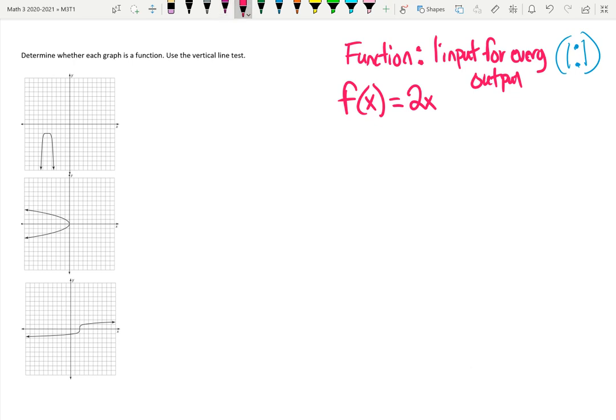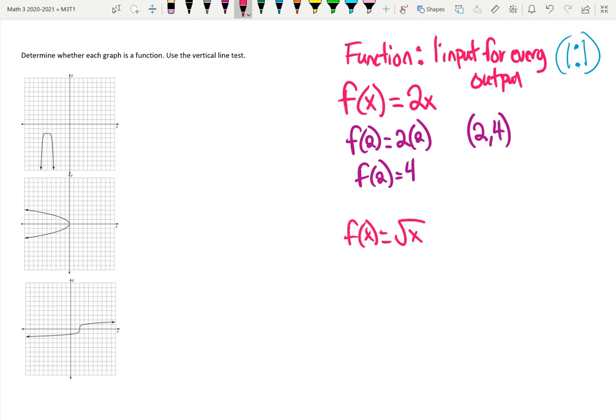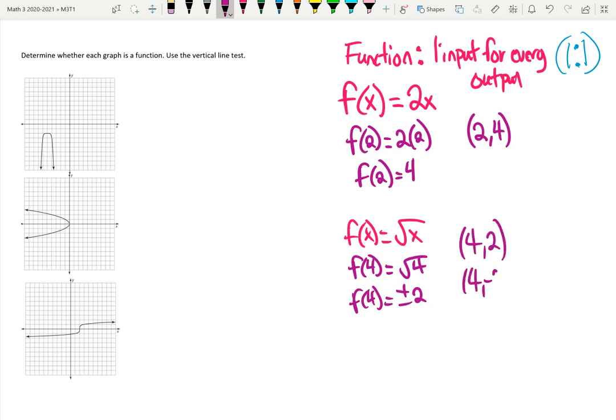For example, in this situation, if I let x be 2, I plug 2 in, and I get f of 2 equals 4. That means for the input 2, I have an output of 4. A non-function would be something like f of x equals the square root of a number. If I plugged in 4, that would mean the square root of 4, and the square root of 4 is going to be plus or minus 2, meaning that my points would be (4, 2) and (4, negative 2).